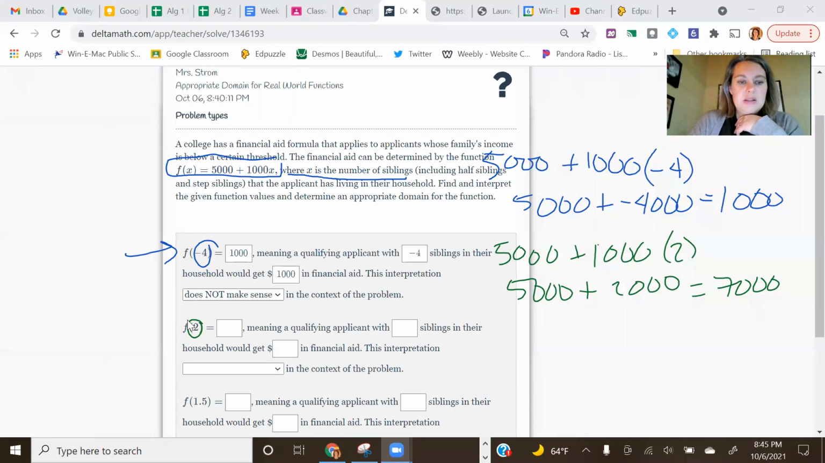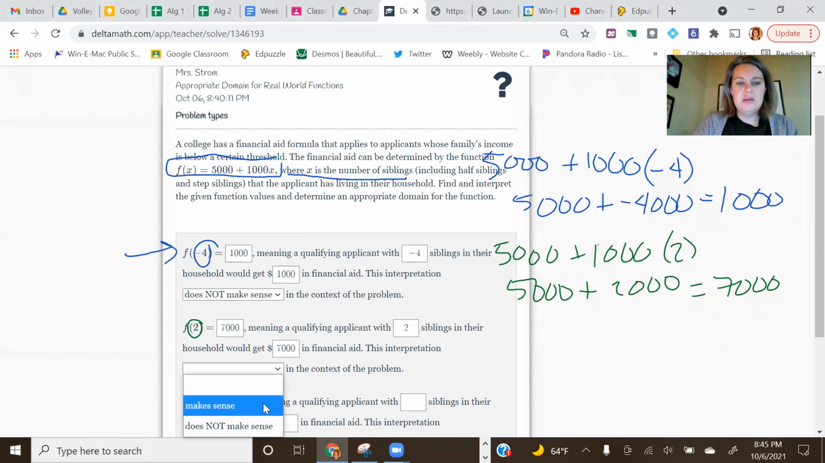So down here where I say f of 2, I need to say what I got as an answer, 7,000. Meaning a qualifying applicant with, well, how many siblings? Remember, X is the number of siblings. We just plugged in 2 for X. So with 2 siblings in their household, we got 7,000 as an answer. So look at $7,000. Does that make sense? Sure does. Makes sense. You can have 2 siblings. You can get $7,000. I'm fine with that.